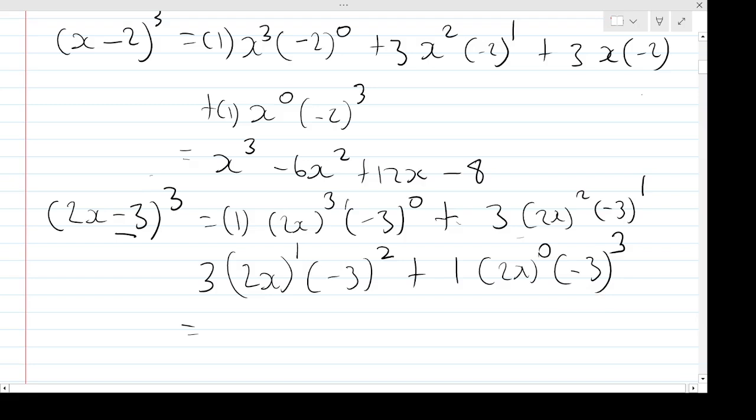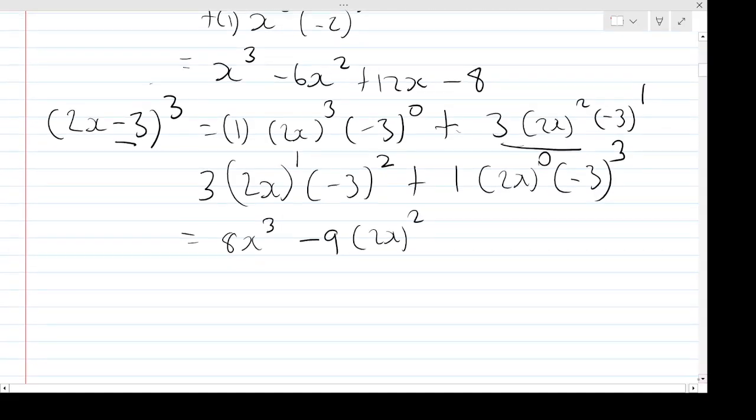Well, minus 3 to the 0 here would just be 1. So we're simply left with 2x all cubed. Now we can expand that, because 2 cubed is 8, so that would be 8x cubed. Then we have 3 lots of 2x all squared times minus 3. Well, firstly, 3 times minus 3 is minus 9, and that would be lots of 2x all squared. I'm not going to expand it just yet. I'll do it after. Okay, but then we have this 2x to the 1. So then we have plus 2x to the 1.